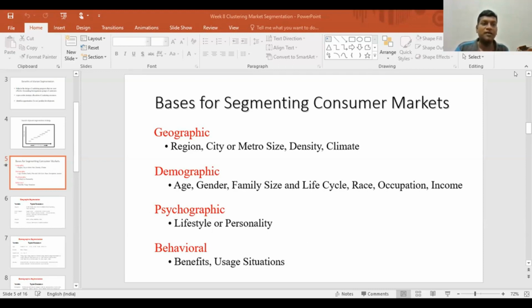Okay, fine. Race, occupation, and income are self-explanatory. Okay, psychographic: lifestyle or personality. Anything about lifestyle or personality? Psychographics. Someone would like to talk about that?